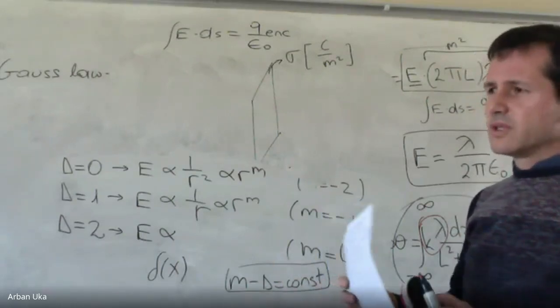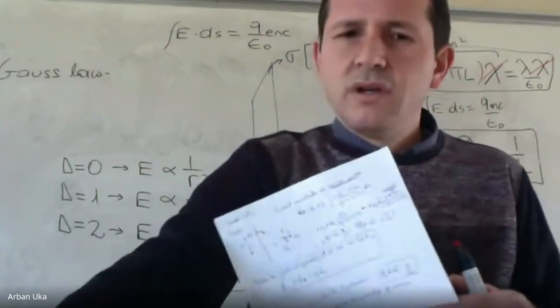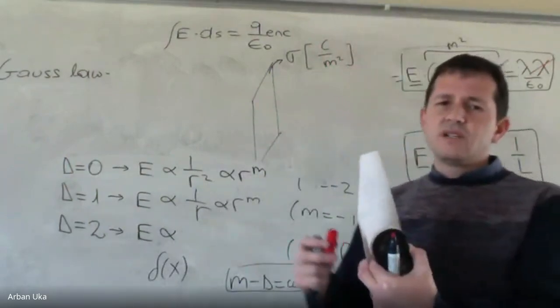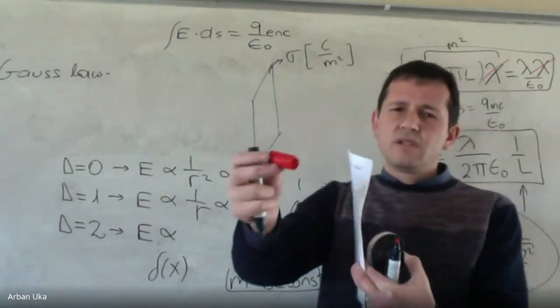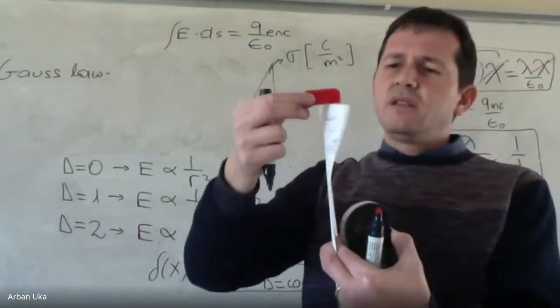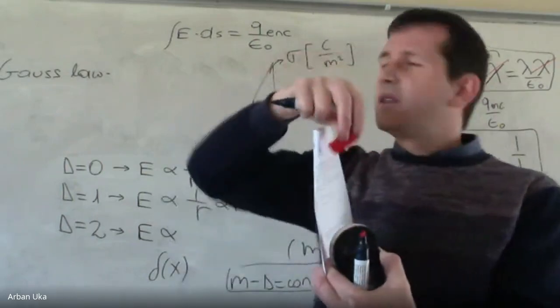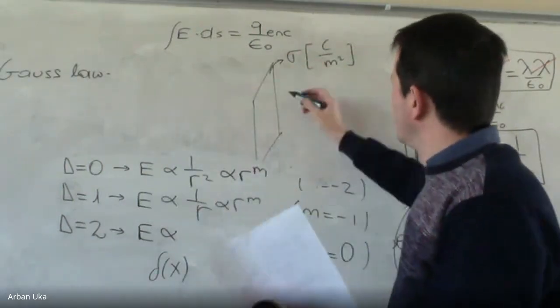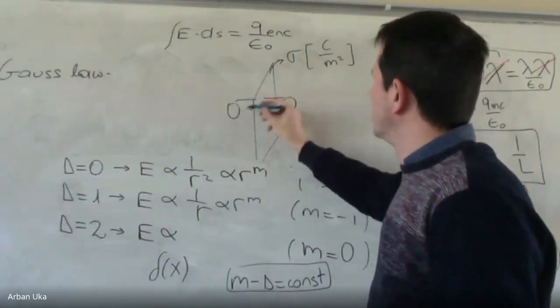In order to do this, you can assume the following. If this is an infinitesimally large surface area, we can assume a cylinder. That's how a cylinder looks like, and we can cut it like this from this side and like this from this side, which means that we can have a surface area here, which extends like this, and also here.